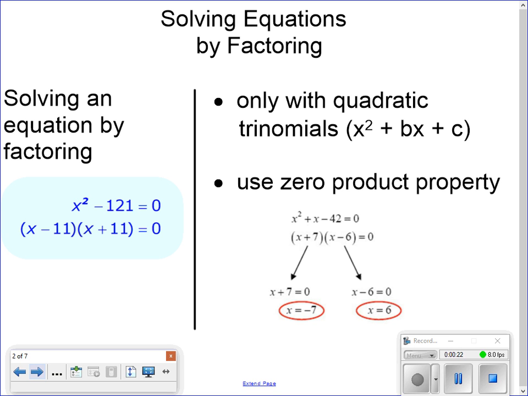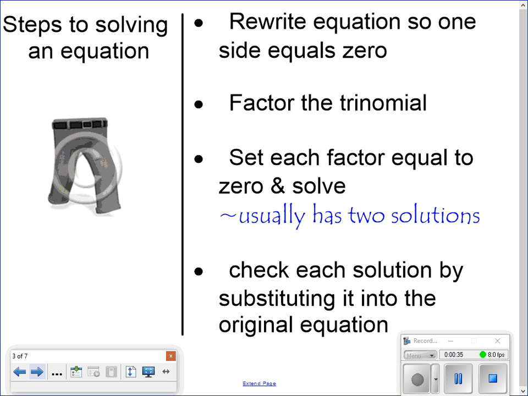So we're going to set our entire quadratic equation equal to 0. We're going to factor it. And then remember we set each of the factors equal to 0 and solve. So we'll have two answers, seeing as we'll have two factors. So remember the steps for solving would be to rewrite the equation so that one side equals 0, factor the trinomial, set each of your factors equal to 0. Again, you're usually going to have two solutions, and then check both solutions by substituting them into the original equation.